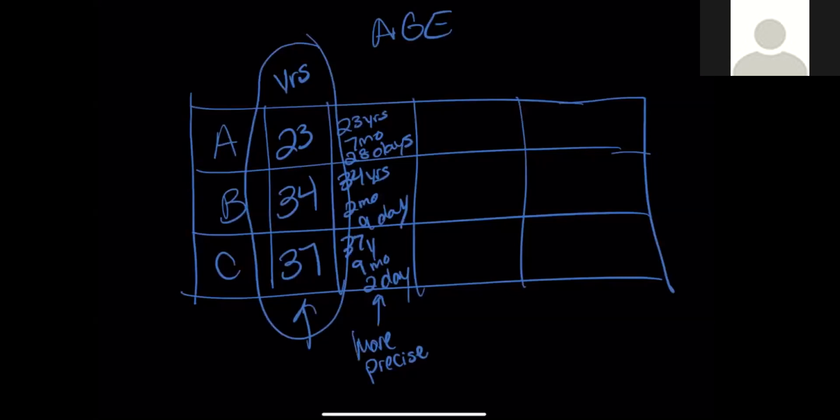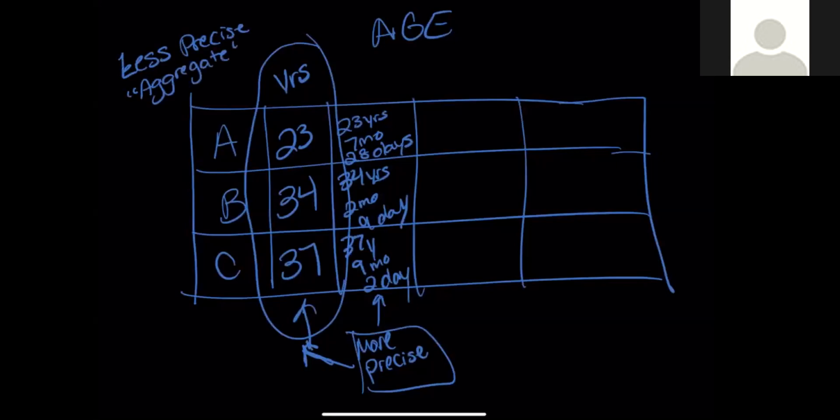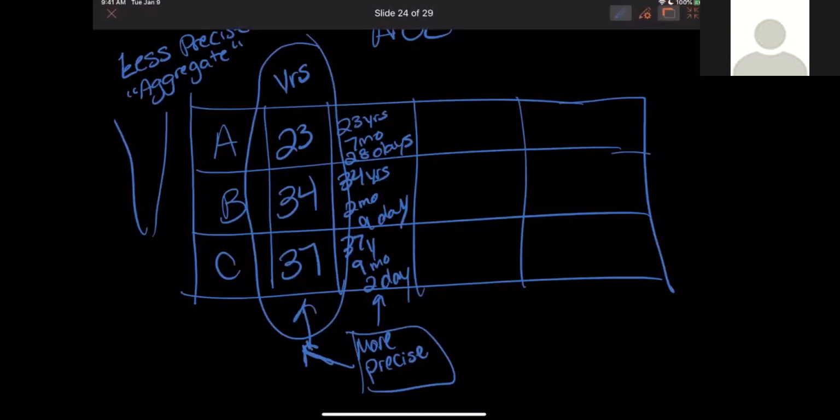If you absolutely had to, however, because you have more precision, you can always go this direction. Less precise measures are what we would call aggregated, and they work their way down to more precise.